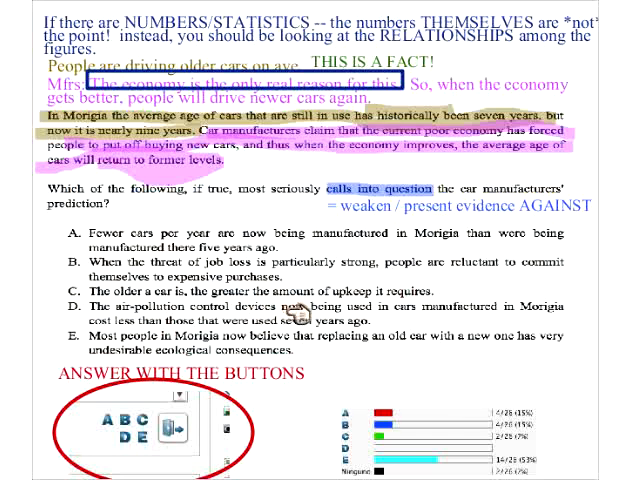D, though, is an advantage of newer cars. So, yeah, you need to bring a new fact. Exactly. This is an advantage of cars that are newer. So, if anything, that intensifies it. It's not very directly related to anything here, but if anything, it makes this even more significant that people are driving older cars because new cars are cheaper.